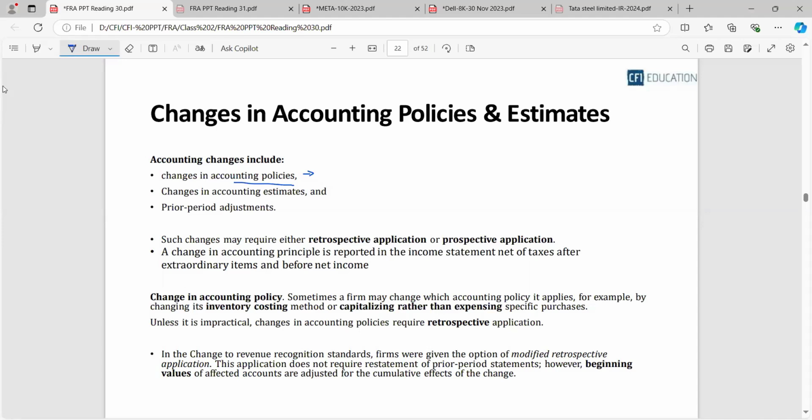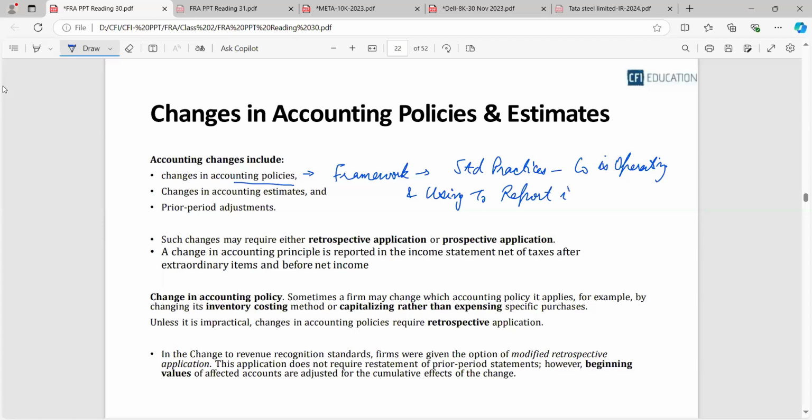See, whenever the word accounting policies comes, it actually shows the framework or the standard practices. I'm using the word standard practices that a particular company or firm, that might be a small business firm, is operating and using to report its earnings. So any shift in its earnings report and the approach used, or the standard practices, might be leading to a change in accounting policies.